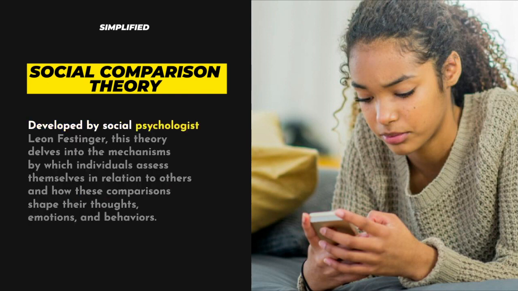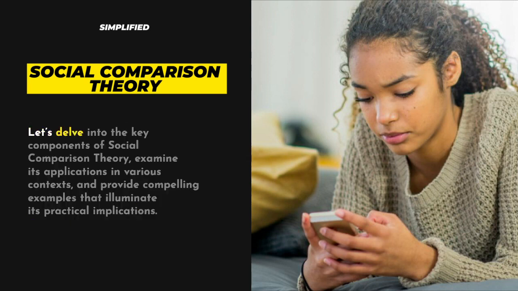Developed by social psychologist Leon Festinger, this theory delves into the mechanisms by which individuals assess themselves in relation to others and how these comparisons shape their thoughts, emotions, and behaviors. Let's delve into the key components of social comparison theory, examine its applications in various contexts, and provide compelling examples that illuminate its practical implications.